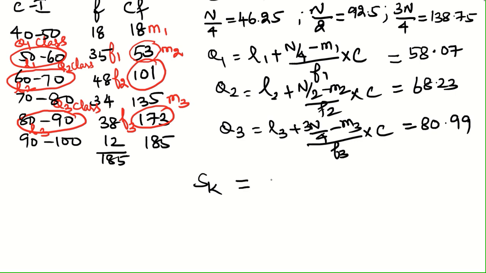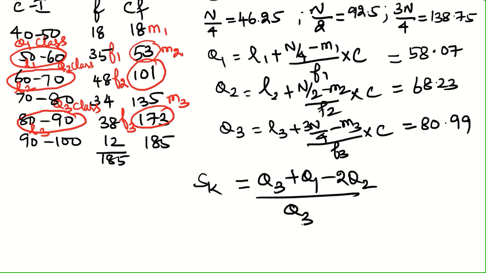Now let us go for substituting these values in the Sk formula. The Sk formula will be Q3 plus Q1 minus 2 times Q2, divided by Q3 minus Q1. Substituting the calculated values in this one, we get the value as 1.134. So here we get a positive skewness.